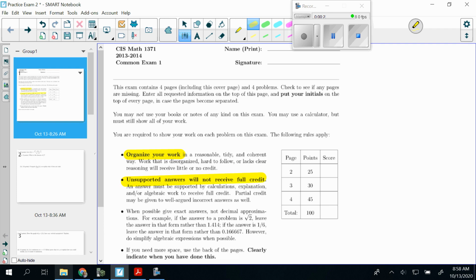You want to make sure if you're doing a problem, don't just put down what your calculator or graph on your calculator shows. You want to explain, show your work, do all that so you get full points. When possible, give exact answers. So if the answer comes out to be something like square root of 2, leave that as your answer, not the decimal approximation for that. Okay, so those are just some things to keep in mind when doing an exam.